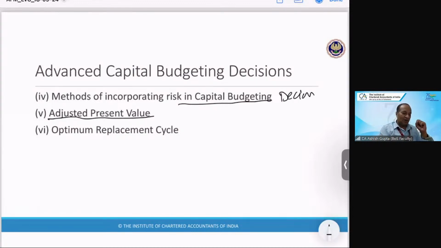Now next comes the optimum replacement cycle. Here in the optimum replacement cycle, the decision is taken regarding when to replace. Over time, the repair costs rise and the salvage value starts declining. So somewhere the company has to decide when to replace its asset. When the company has to replace its asset is very important.